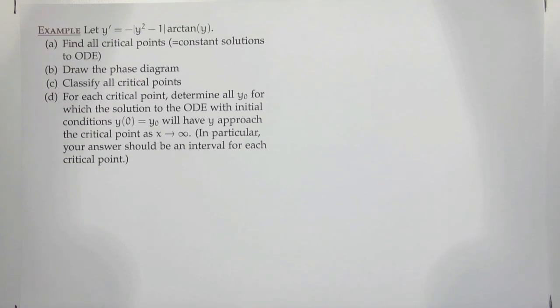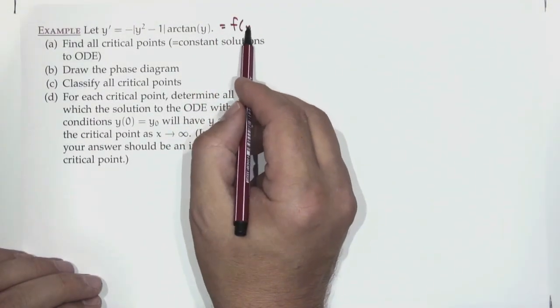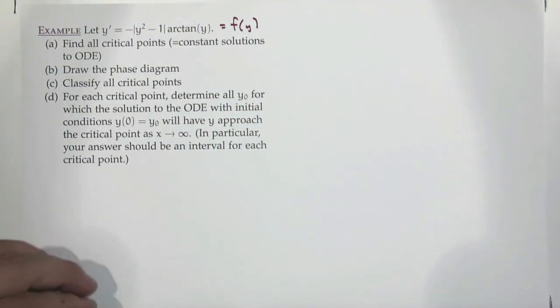So suppose you let y prime equal negative absolute value of y squared minus 1 arctangent of y. Then there's part A, find all the critical points. Well, let's just go through and figure this out while we're working it. So this expression over here, this is our f of y. If we were looking for critical points, we're looking for zeros. What values of y make this 0?